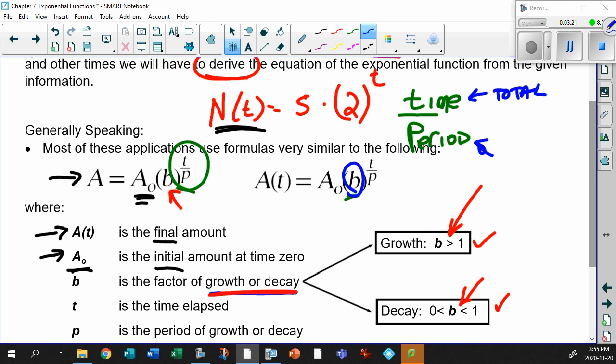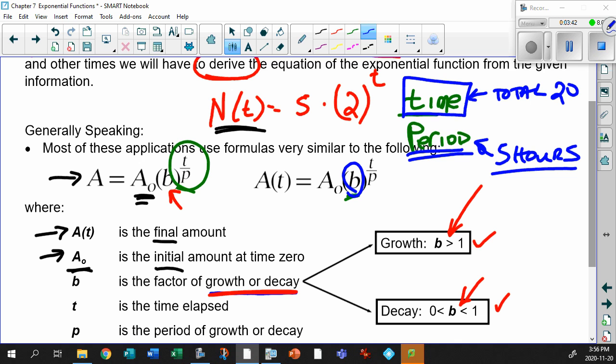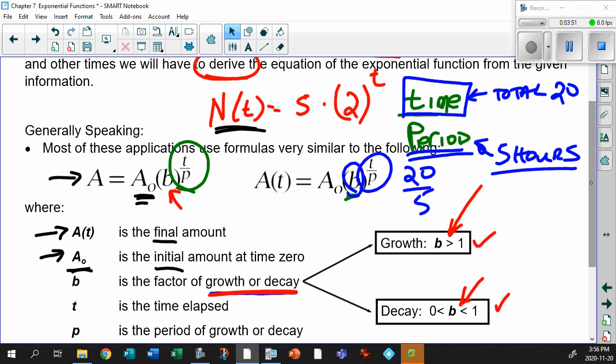Every question we've done so far has been doubles every year, or every month, or every day, or every hour. Now it's not. This is going to be a period of time that you can say it doubles in 5 hours. Well, then that would be 5. The time would be, I'm going to let this experiment run for 20 hours. Guess what? That becomes 20. This thing becomes 20 over 5. It's that simple.